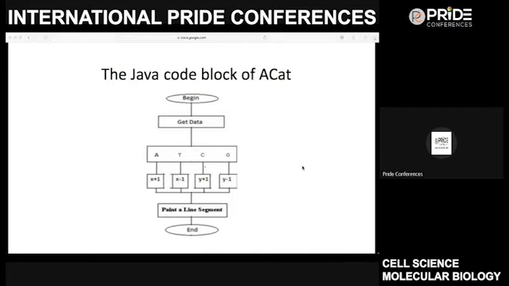Here is the Java flowchart of ACTG. To begin, the tool reads in coronavirus sequencing data. If the nucleotide is A, I let X plus 1, so the line segment moves to the right. If the nucleotide is T, I let X minus 1, so the line moves to the left. If the nucleotide is C, I let Y plus 1, so the line segment moves up. If the nucleotide is G, I let Y minus 1, so the line segment moves down. After all the nucleotides are plotted, the program ends.